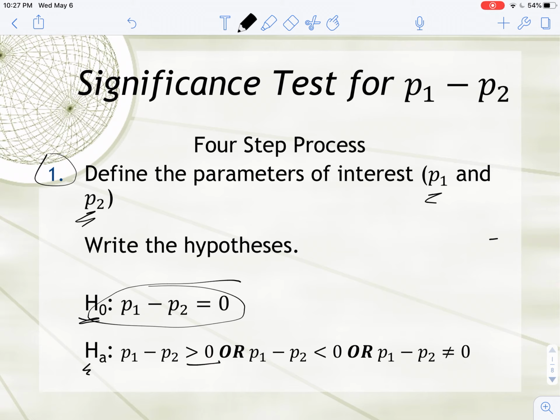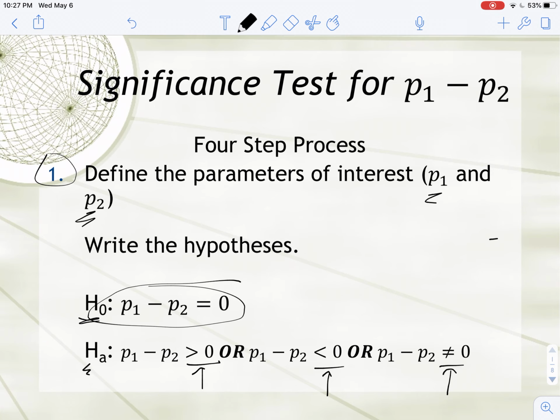Your alternate hypothesis then, we'll start with P1 minus P2, but now your choices are either greater than 0. So if you reach that conclusion, you're saying P1 is bigger than P2, less than 0, so that P1 is less than P2, or not equal to 0. So you're basically just showing that there's a difference. So this one is called an upper-tailed test. This is a lower-tailed test. This is a two-tailed test.